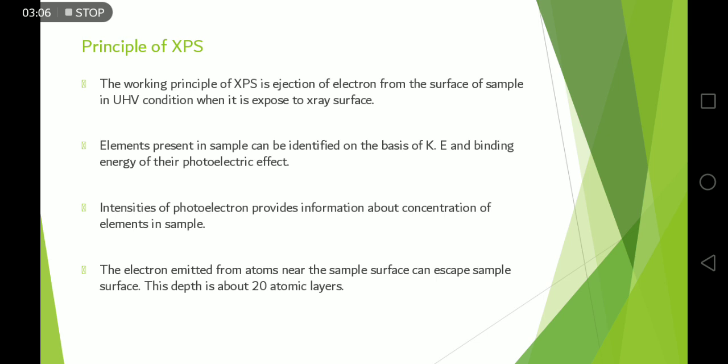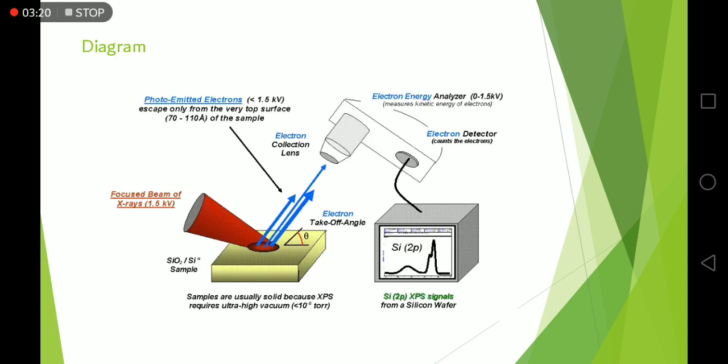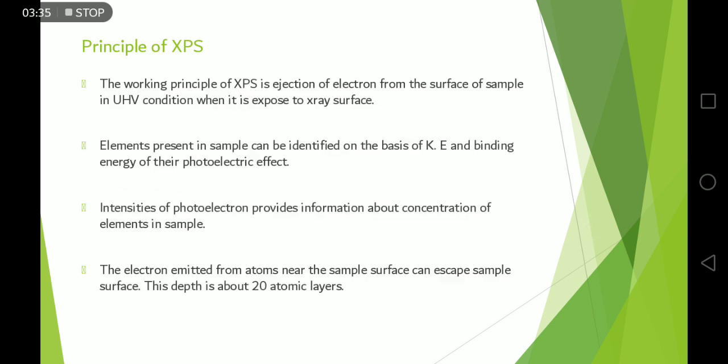What are the principles of XPS? The working principle of XPS is the ejection of electrons from the surface of a sample in UHV condition when it is exposed to X-rays. As we know, there is a diagram of the working principle. The first line tells that when X-rays are directed on a sample, the electrons take off to the electron collection lens and a collector. This is the first line of the working principle.